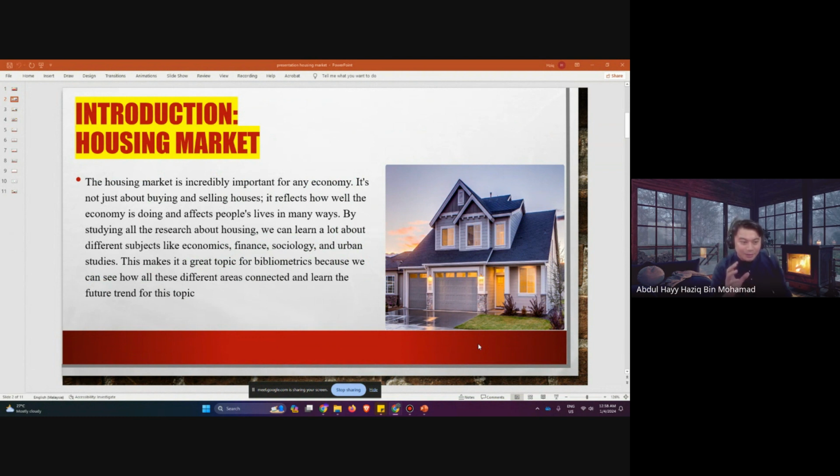By studying all the research about housing, we can learn a lot about different subjects in economics, finance, psychology, and urban studies. This makes a great topic for bibliometrics because we can see how all these different areas are connected and we can learn the future trends for these topics.